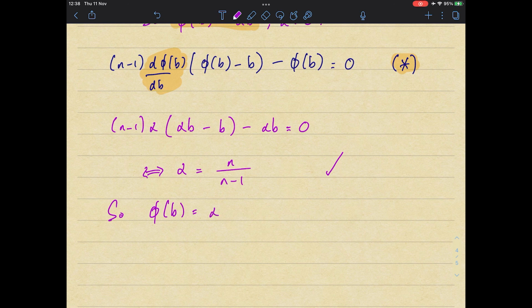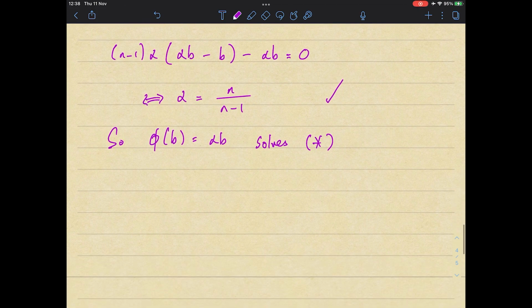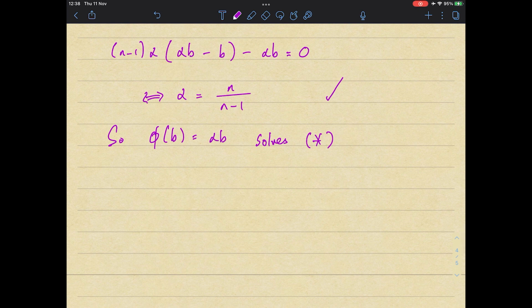So phi of b equals alpha b solves differential equation star. Excellent. Now, we haven't shown it's the only solution. It is the only solution, but we're not going to show that. But we're just happy that we've got a solution at this point. And we can be more specific here. This phi of b is n over n minus 1 times b.